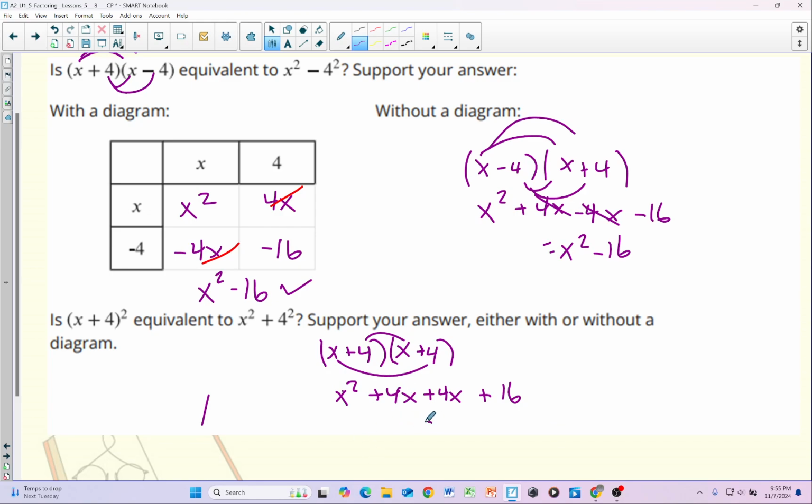The middle terms do not cancel out because you don't have the case of one being positive and one being negative. So they don't cancel. Therefore, I have x squared plus 8x plus 16. This is not the same thing.